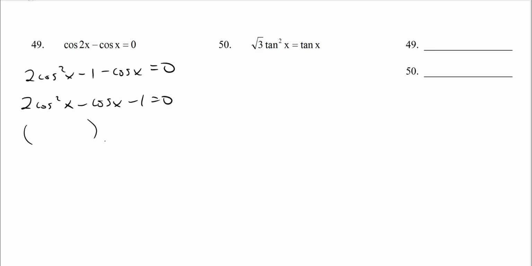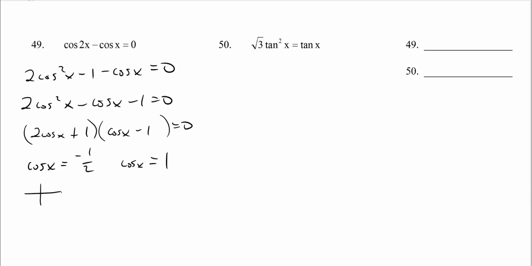And I'm going to factor that. So 2 cosine of x, and this is going to be minus 1 and plus 1 equals 0. So I set these equal to 0, and then I get cosine of x equals negative 1/2, and cosine of x equals 1. Okay, so negative here and here, so the reference angle is pi over 3, so that's going to be 2 pi over 3, and 4 pi over 3.